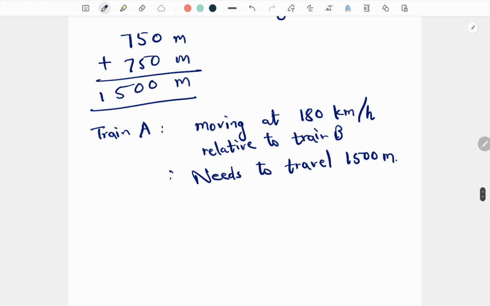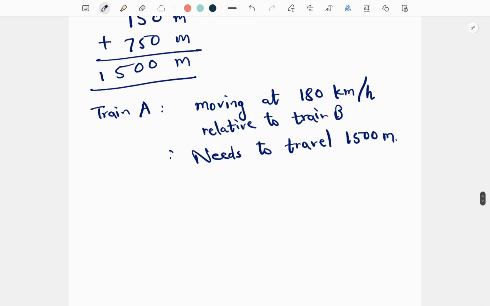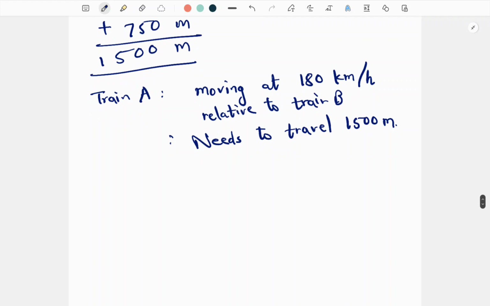Let's do this in a slightly different way. I mean, I can just divide velocities, but let's get them into simpler units. So 180 kilometers per hour.